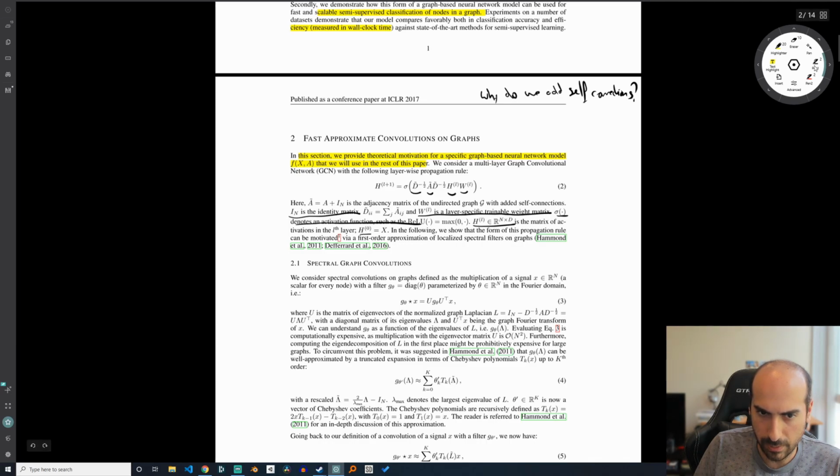So h0 is equal to x, and the following show that the form of this propagation rule can be motivated via a first order approximation of localized spectral filters on graphs. Okay, so let's just take a look at this form a bit more closely. So we take the degree matrix, this whole D to the minus half, D to the minus half times A. This is again just some way of saying D squared times A. So we take the square of the degree matrix, multiply it by the adjacency.